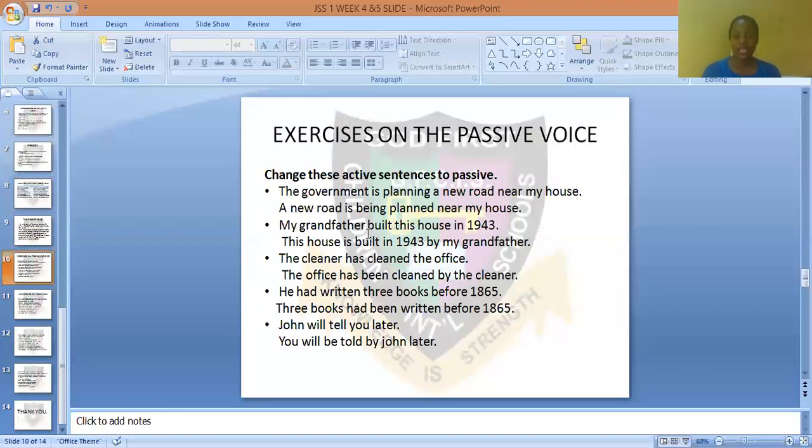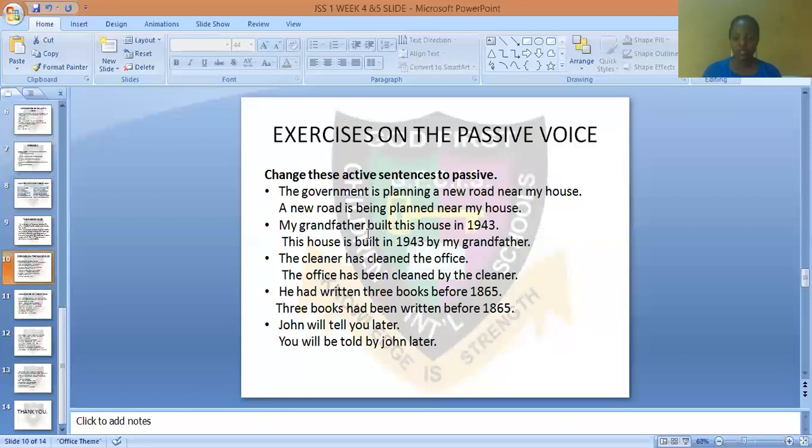Another example: he had written 3 books before 1865. In the passive: 3 books had been written before 1865. You can drop the performer here because in the passive voice, it's not really necessary anymore. So it's now about the action.